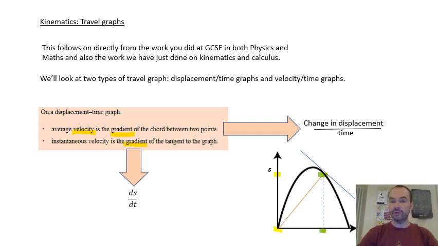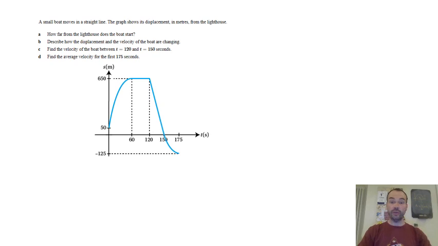So if we go through the examples in the book, read the example, pause it now and read the example. So part A, how far from the lighthouse does the boat start? At the beginning, the displacement is 50. So A is 50. B, describe the displacement and the velocity, how they change.